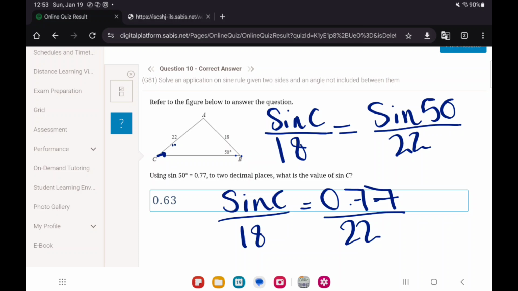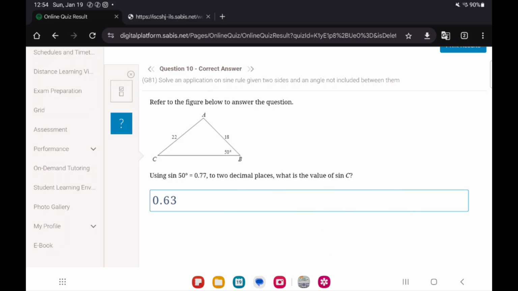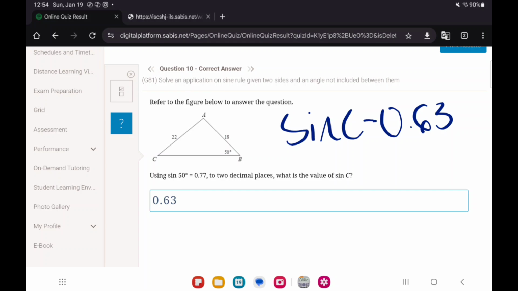0.77 times 18, you get the answer divided by 22, equals. Actually, you don't shift sine the answer because it's already here, so you just multiply and then divide by this number here. So sine C, when you solve it on your calculator, you get 0.63, and that's the answer.